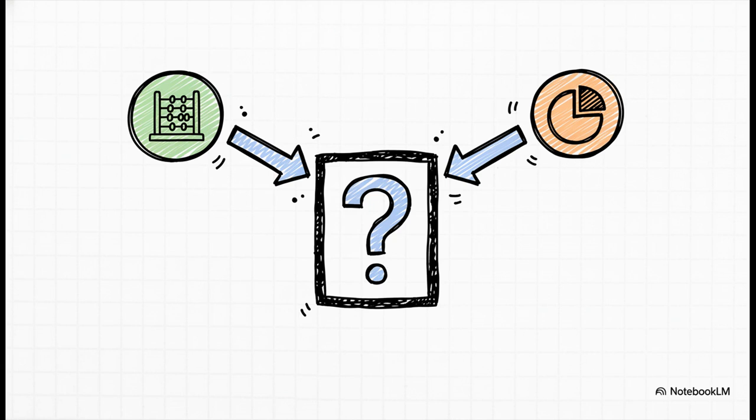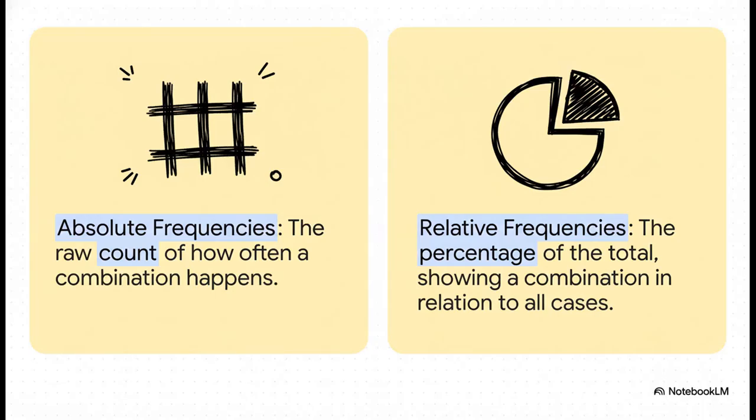Now, those numbers that we put in the cells, well, they can actually tell two different kinds of stories. We've got a couple of ways we can present them. So you've got two main choices. First, there's absolute frequencies. That's just the raw number, the simple count. It answers the question, how many? Then you've got relative frequencies. This shows that same number, but as a percentage of the total. It answers what proportion. And honestly, both are super useful for seeing the full picture.